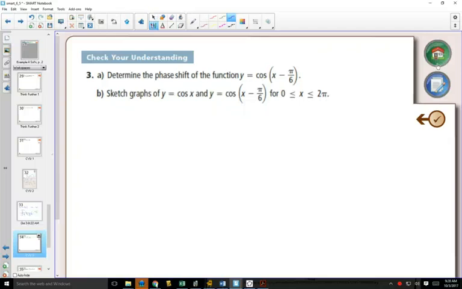So we can do parts A and B for this both at the same time. What kind of movement is that? Left, right, or up or down? It's going to move it right pi over 6 units.